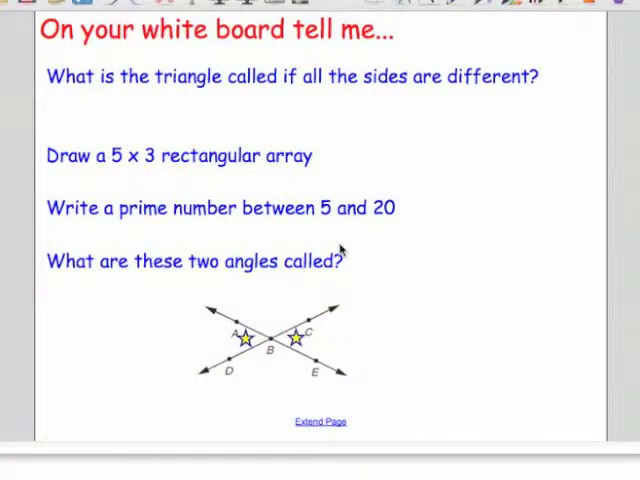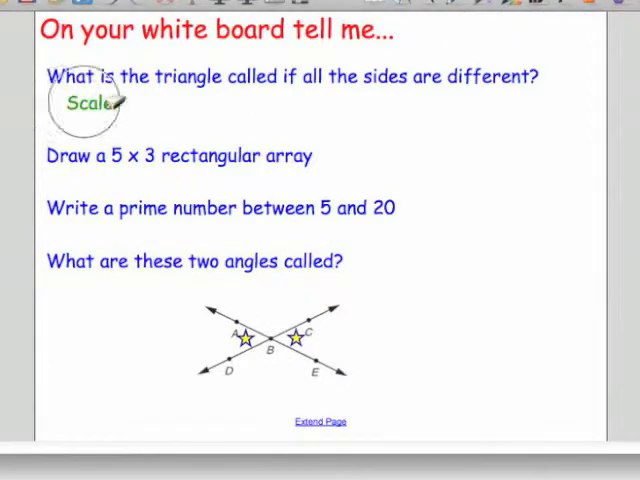Alright 5M, it's time to get warmed up. On your whiteboard, please answer these questions. Press pause now. All right, welcome back. Let's go over these answers. First of all, what is the triangle called if all sides are different? This is actually called a scalene triangle.